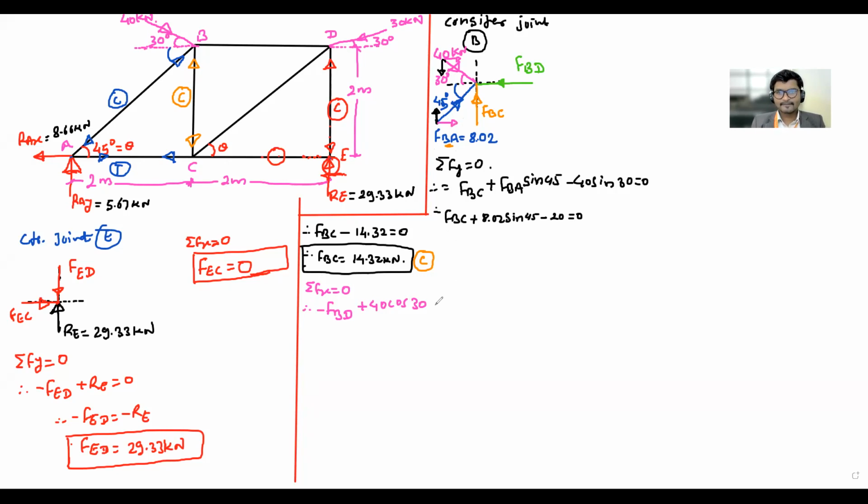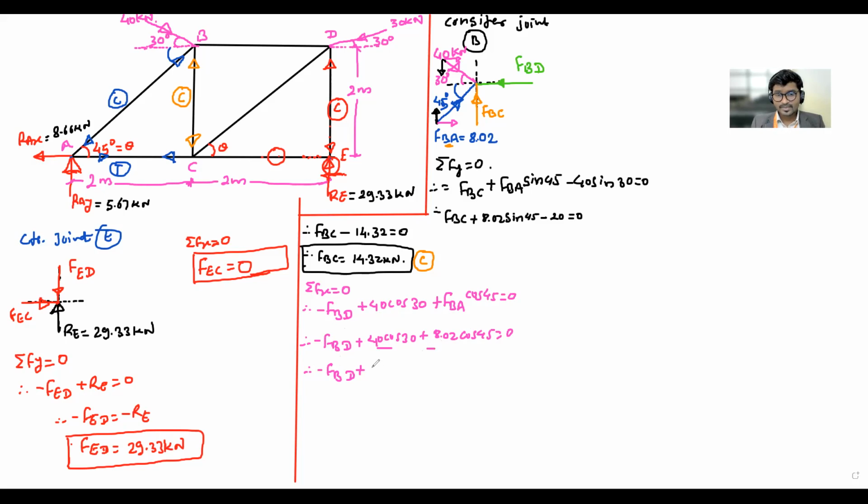F plus FBA cos 45 equals 0. Put the known values. Therefore minus FBD plus 40 cos 30 plus FBA, which we know is 8.02 cos 45, equals 0. Therefore minus FBD plus, what is the sum?